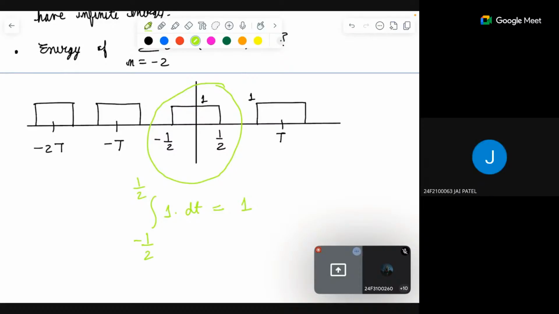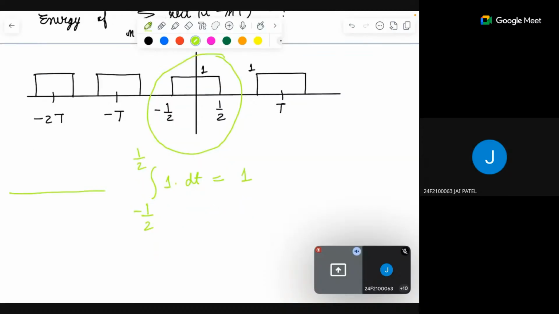Yes, Jay, please repeat. Ma'am, the limit is minus half to half. All right, let me repeat my question. Right now, I am calculating the energy of this signal, which is rect of t. It is 1 between minus half to half, and outside this interval, rect t is 0, right? Yes, ma'am. So I am calculating the energy of this rect of t. Is this energy of rect of t 1? Yes, ma'am.